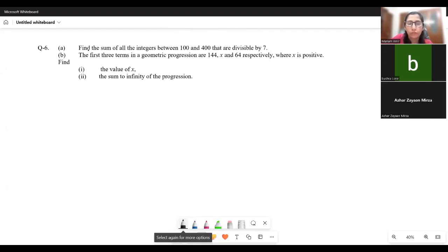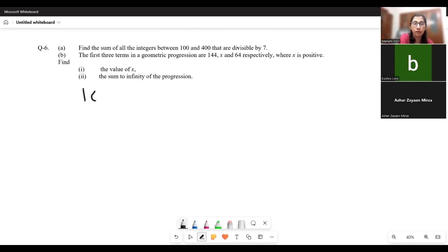The worksheet. Find the sum of all integers between 100 and 400 that are divisible by 7. So what's the first number after 100 that's divisible by 7? Can you guys tell me? 105. Let's check. Is 105 divisible by 7? It is. So yes, 105.